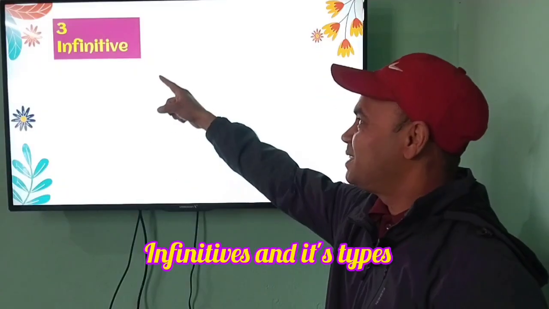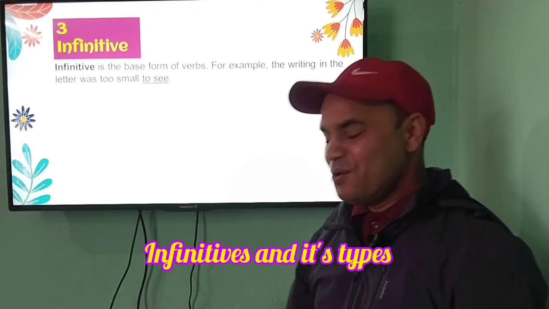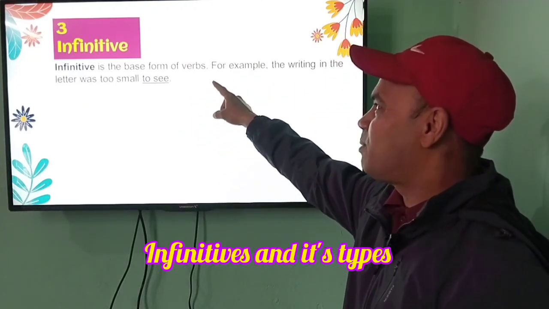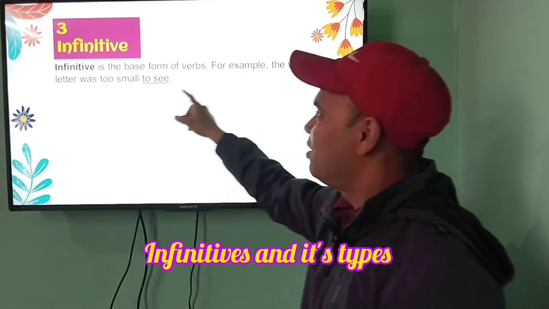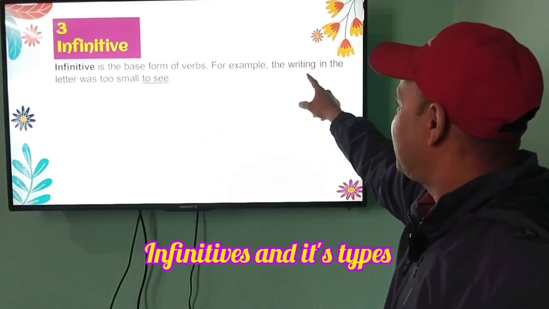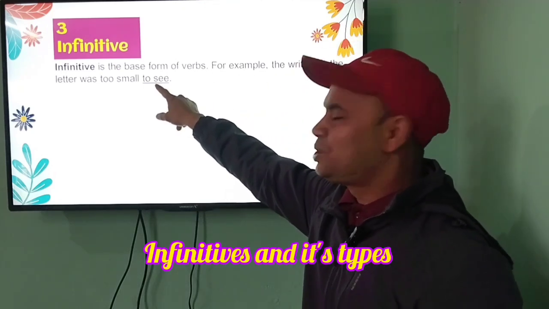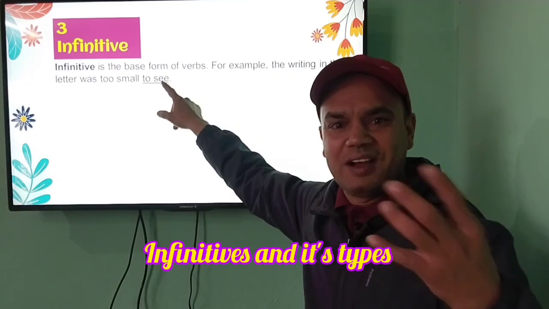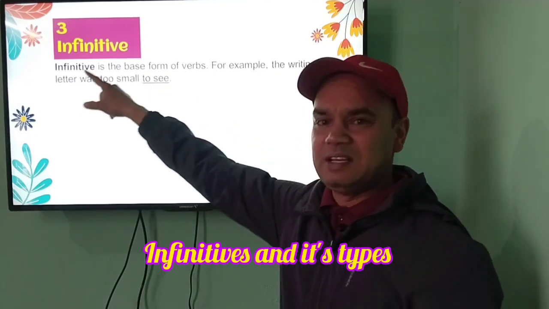Okay. That is infinitive. So, what is infinitive? Let's check it out. Infinitive is the base form of verbs. For example, the writing in the letter was too small to see. So this "to see" I have underlined here for your easy understanding. Okay, "to see" is infinitive.